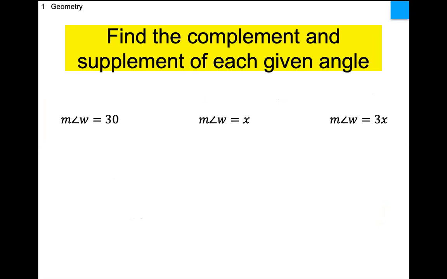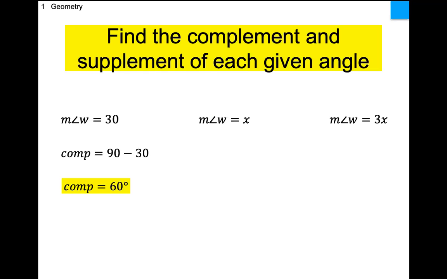What's its complement? So Bailey is add. What added to 30 is 90? And Seth is 90 minus 30 is 60. You get the same answer. So this is how the book will write it, but you can certainly do addition. Okay? So this complement is 60 degrees. What's its supplement?